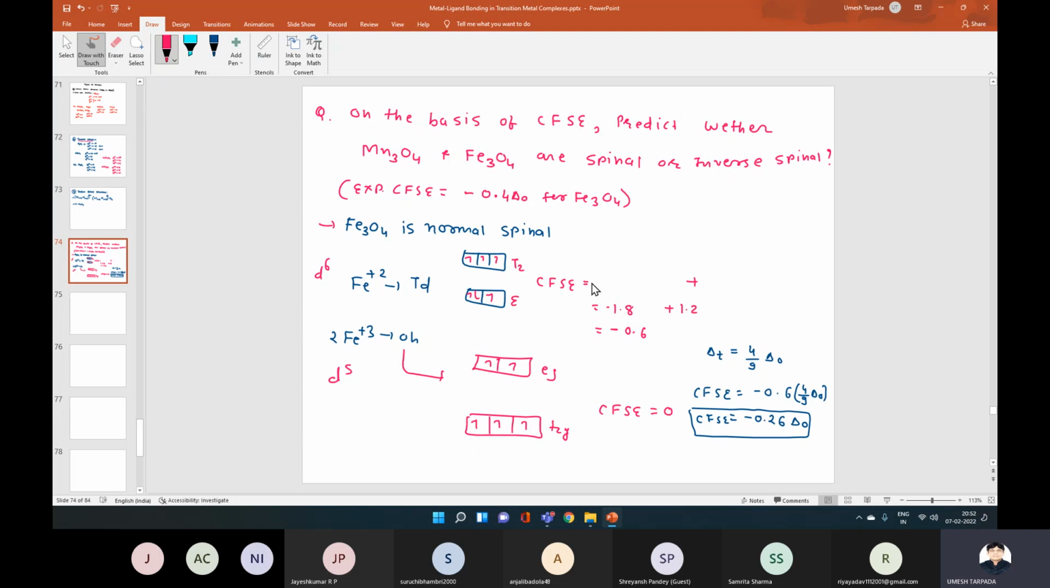So what you have calculated here is 3 into minus 0.6 tetrahedral plus 3 into 0.4 tetrahedral. This is in tetrahedral units, so the net answer is this one. So this is the value. Okay, now the same thing you can calculate for which structure?